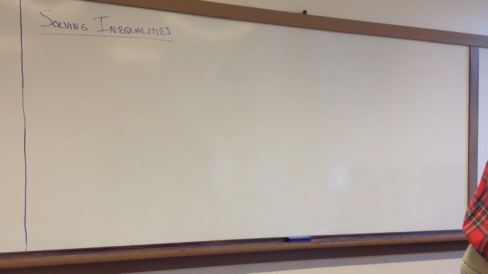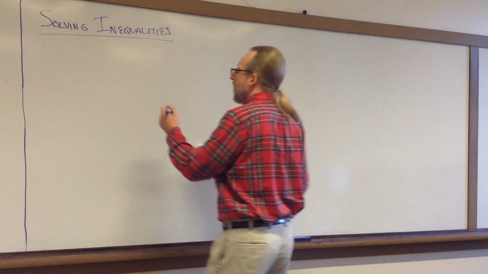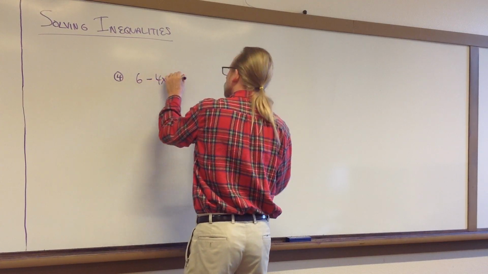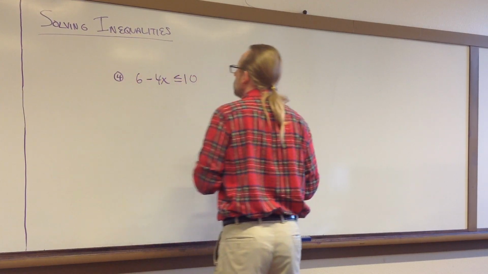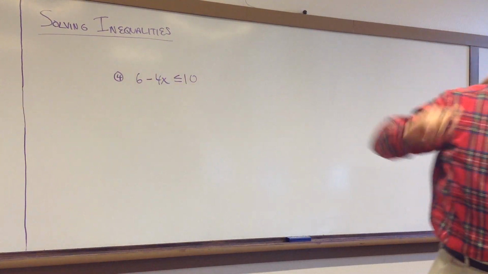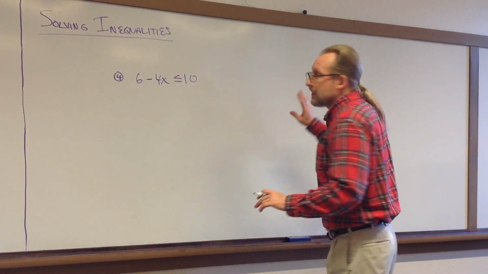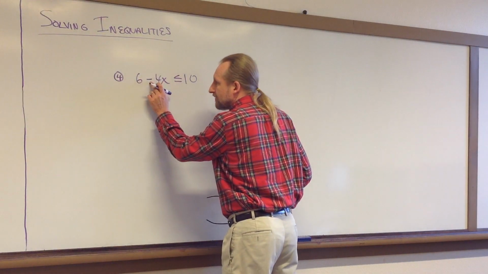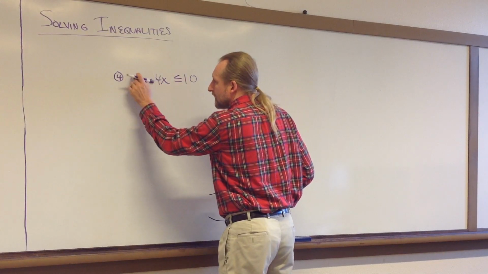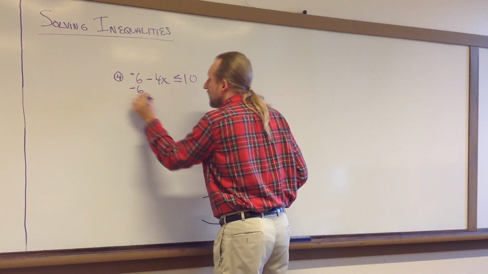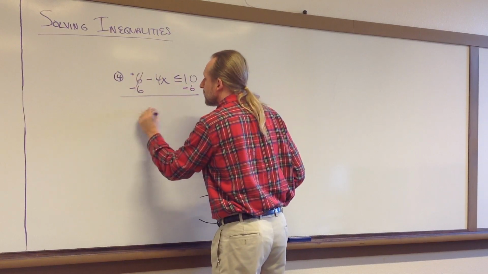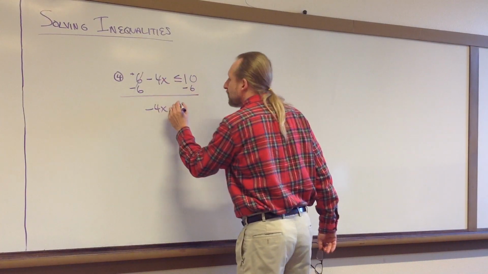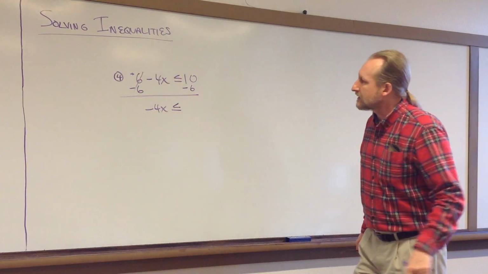Well, let's start with problem 4. We've got 6 minus 4x less than or equal to 10. It's also good to understand how to graph these on a number line, so I'll start doing that once we get some answers here. Again, remember, this negative sign is attached to the 4. This 6 has a plus in front of it. If we want to get rid of that 6, we're going to have to subtract, and that negative sign stays with the 4x. Now, we didn't multiply or divide by a negative yet, so that stays the same.